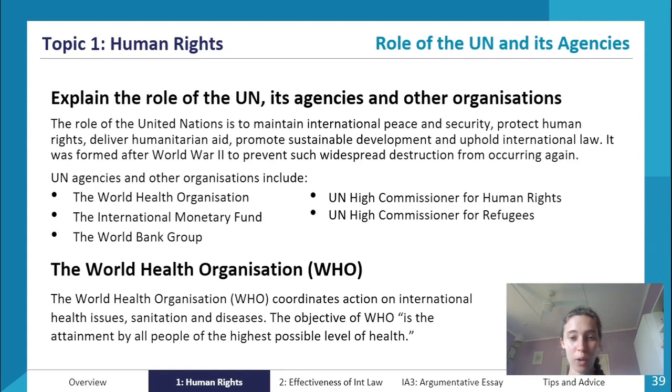Explain the role of the UN, its agencies, and other organizations. So there are quite a few organizations that are part of the UN. In general, the role of that body is to maintain international peace and security, protect human rights, deliver humanitarian aid, promote sustainable development, and uphold international law.